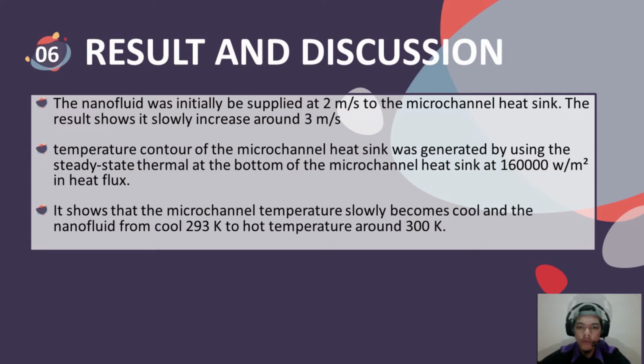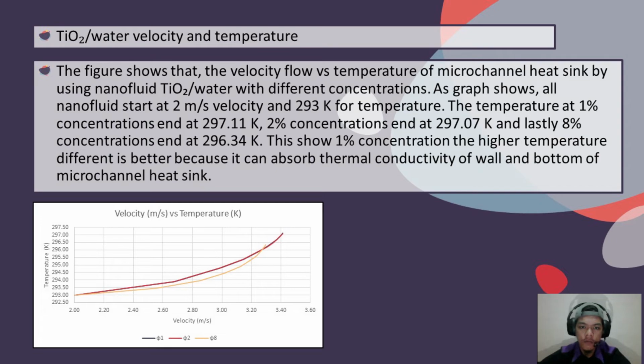The temperature contour of the microchannel heat sink was generated by using steady state thermal at the bottom of the microchannel heat sink at 160,000 watt per meter squared heat flux. It showed the microchannel temperature slowly becoming cool and the nanofluid going from cool, at 293 Kelvin, to the hot temperature around 300 Kelvin. This is my graph for velocity versus temperature.